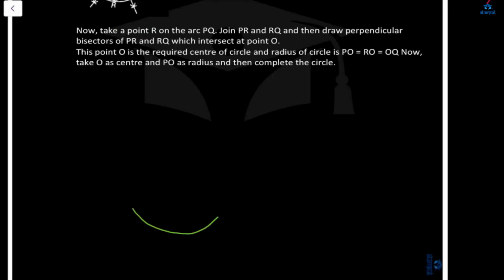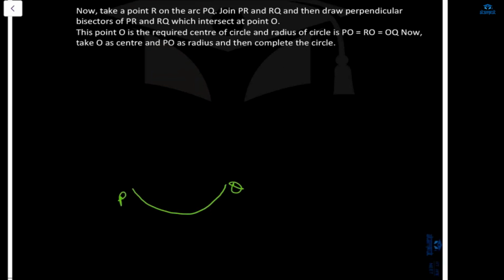It is given you an arc, any arc PQ, and it is asking you to draw a complete circle. How can you draw a complete circle with an arc? How will you be taking the center? So what we are going to do, we are going to take an extra point R on this arc, and we are going to join PR and RQ, and then we'll draw the bisector of both the lines PR and RQ. Where the bisectors meet, we will name it O, and we'll take this as a center, with OQ or OP or OR as the radius, and then we will draw a circle.